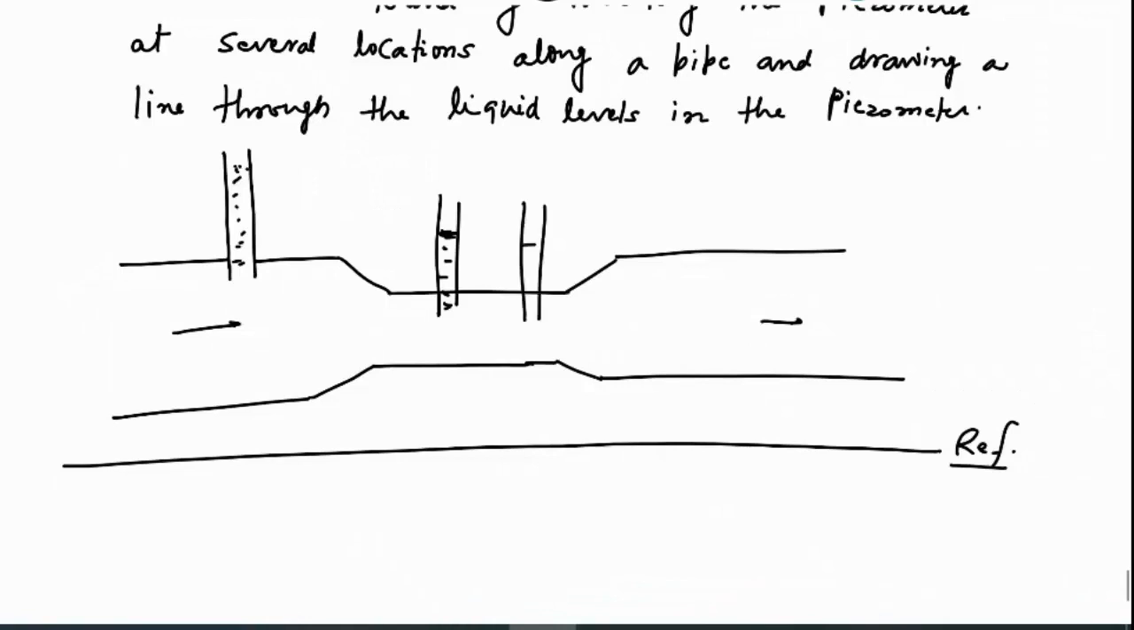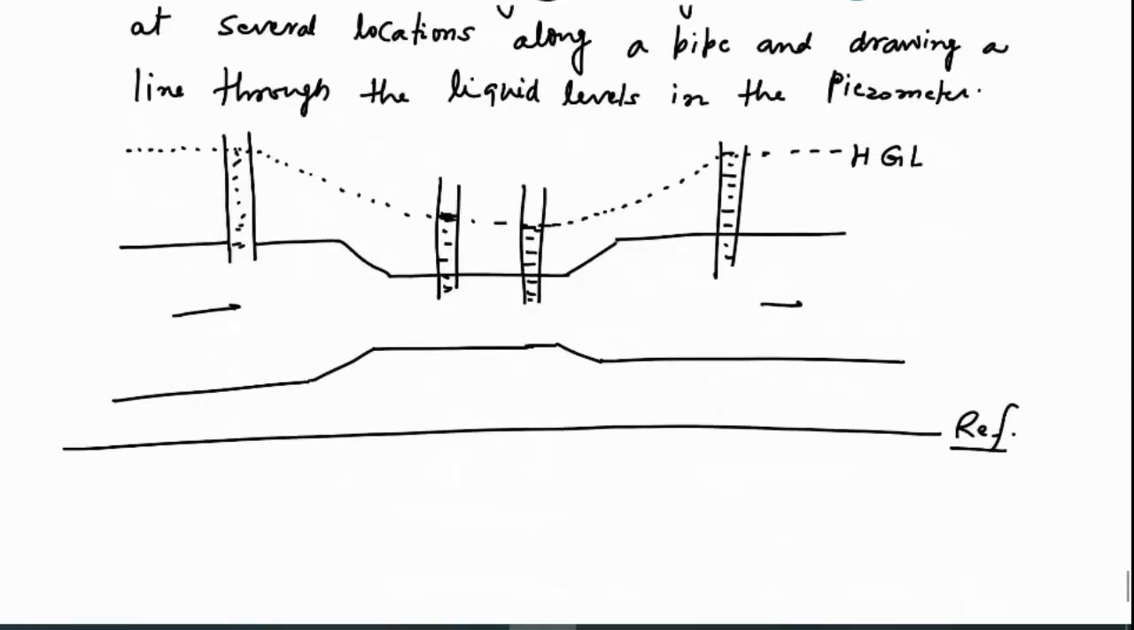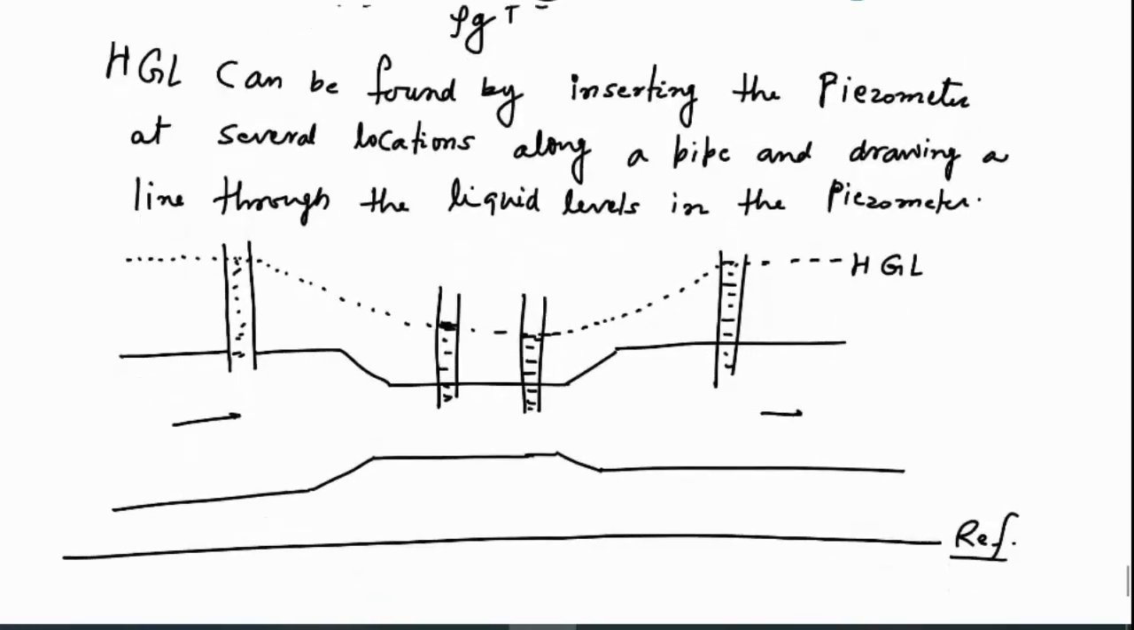At this place, again water will rise; we are assuming there is no friction loss or anything like that. If I join all these water levels, then the corresponding line will be the hydraulic grade line. So this is my hydraulic grade line, because the piezometer measures P by rho g plus Z, and Z is measured from the reference. So the piezometer is measuring P by rho g and you add a constant term, and this will be your hydraulic grade line.